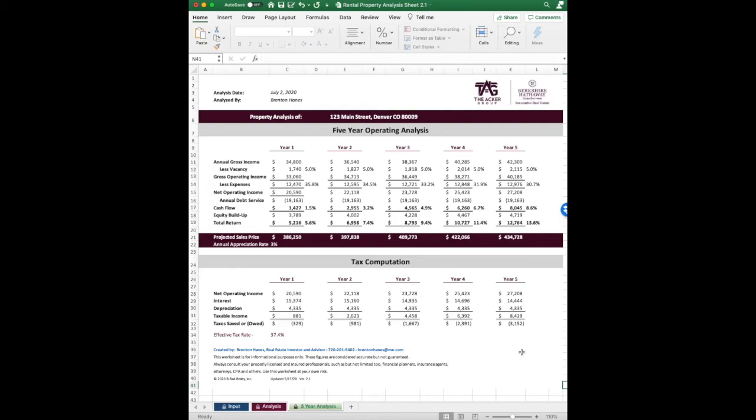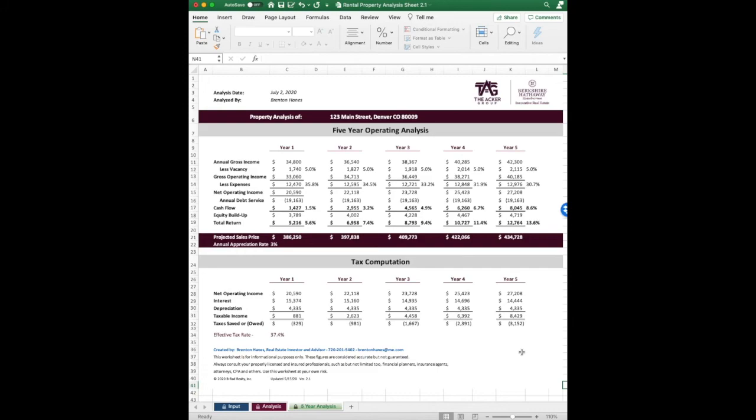Now keep in mind, guys, I'm not a tax guy. I'm not a financial planner. I'm not an insurance guy. I am not an attorney. So use this spreadsheet accordingly. These are just rough estimations as you dive in.